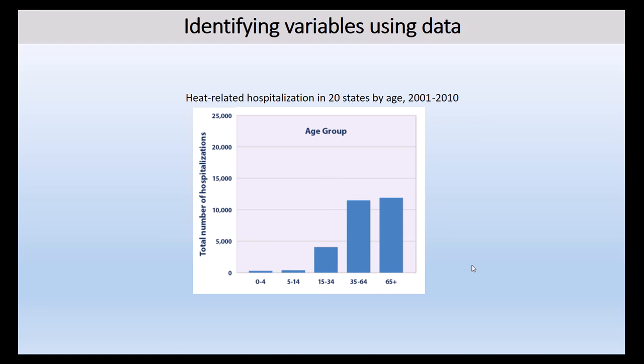Next, we have a bar graph which talks about heat-related hospitalizations in 20 states as per age group. Take a look at it so you can answer the questions in the next slide.